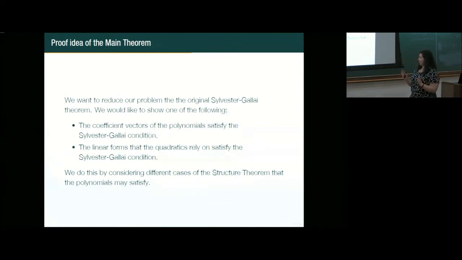There are two ways to do this reduction. First is to consider the coefficient vector of the polynomials. They are vectors, and if they satisfy the Sylvester-Gallai condition, then I can bound the dimension of my space. And the other is to say that the linear forms that the polynomials are defined over satisfy the Sylvester-Gallai condition. So these are the two possible reductions. In most cases, we find ourselves reduced to one of these.